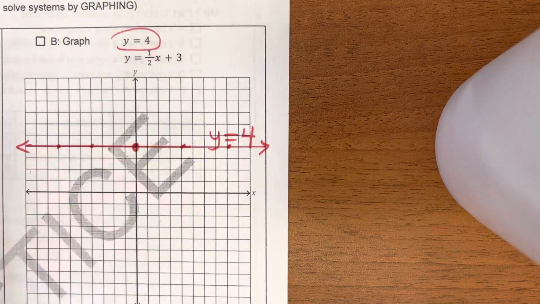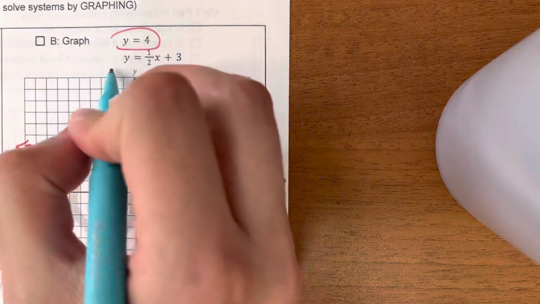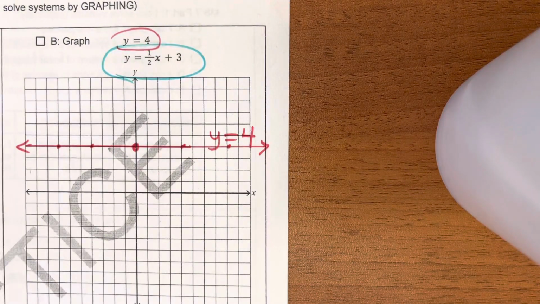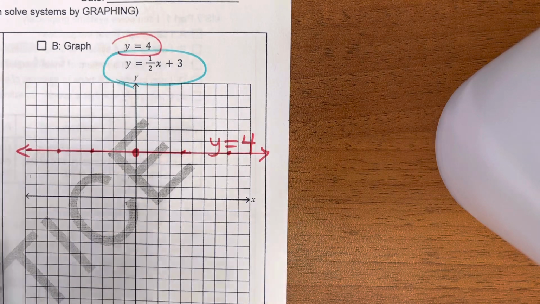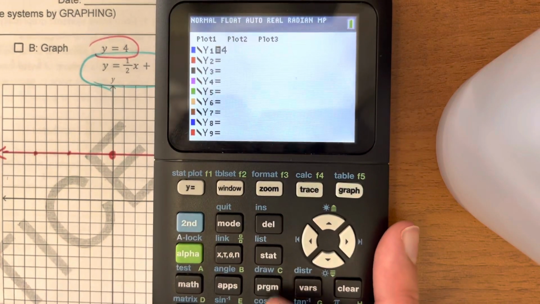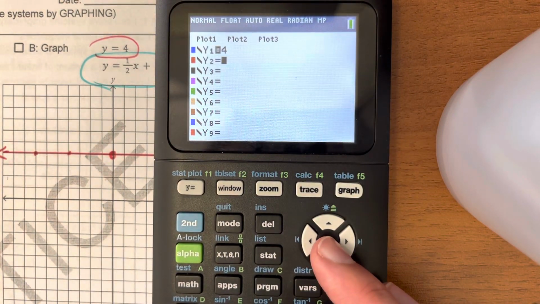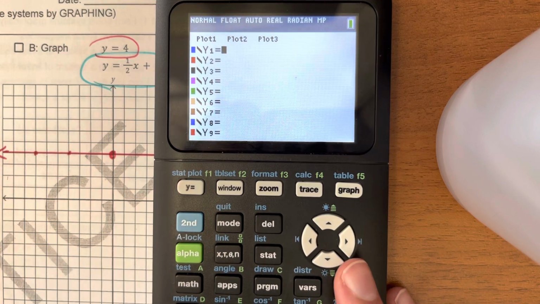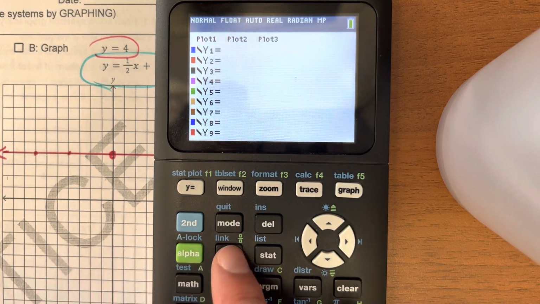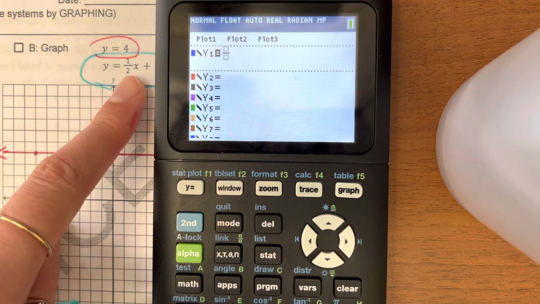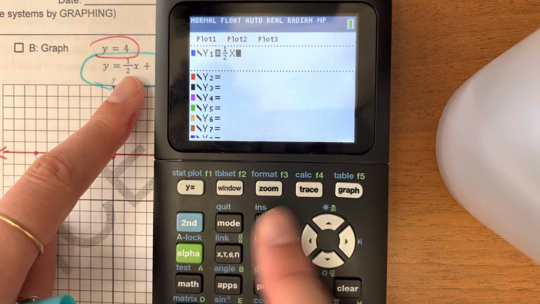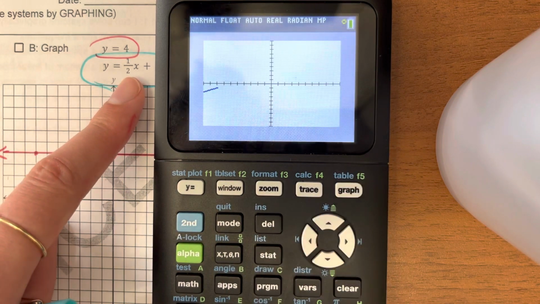Next one, I'm going to do this in another color. Our next equation is y equals 1/2 x plus 3. So if I were to do that in the calculator, you could do both at the same time, put it in y2. I like to do them separately. So math fraction, we're doing this one, 1/2 x plus 3.